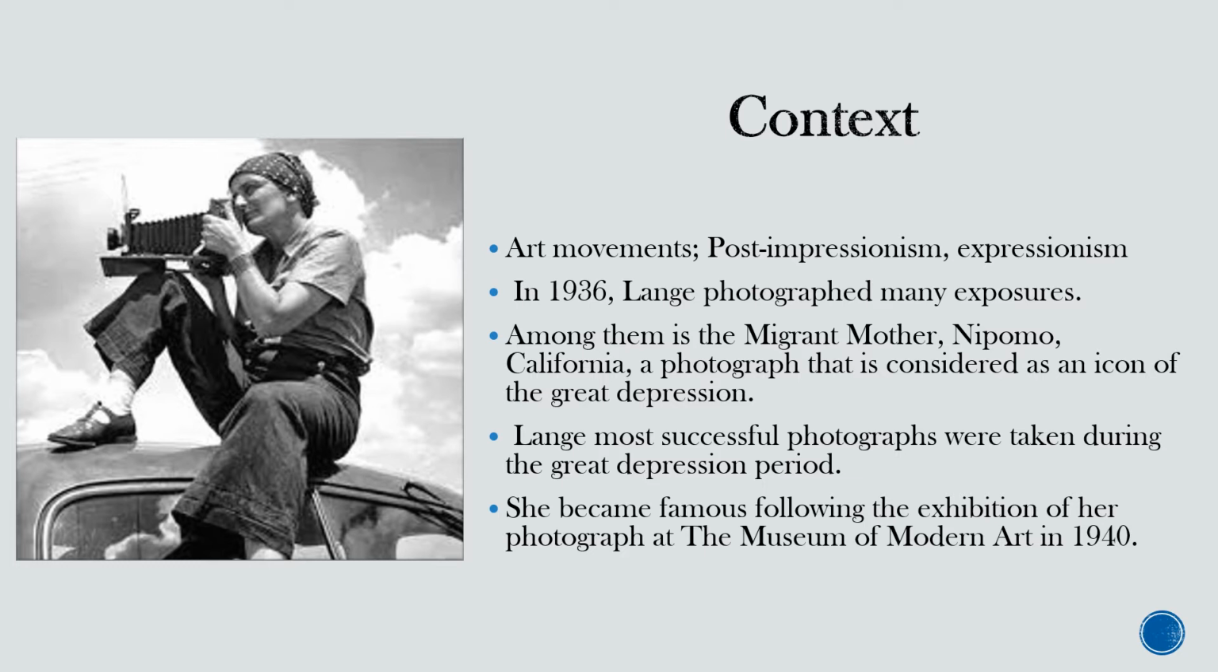She photographed many exposures which made her work widely known. Among her works is Migrant Mother, Nipomo, California, which we are going to talk about later, a photograph that is considered an icon of the Great Depression, where in her work she documented people's hardship in life. Lange's most successful photographs were taken during the Great Depression period. She became famous after the exhibition of her photographs at the Museum of Modern Art in 1940.